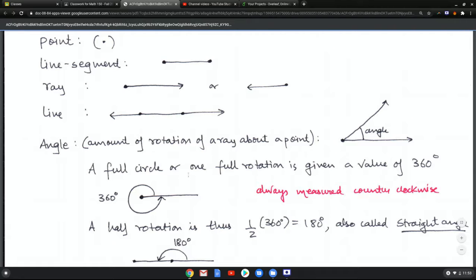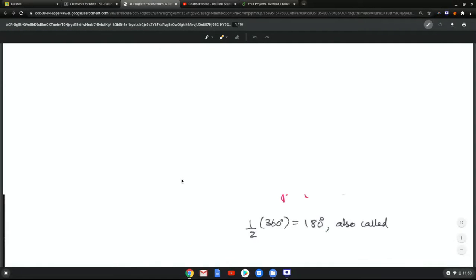Now a full circle or one full rotation, we assign it a value of 360 degrees. And the convention for measuring angle is that it's always counterclockwise.